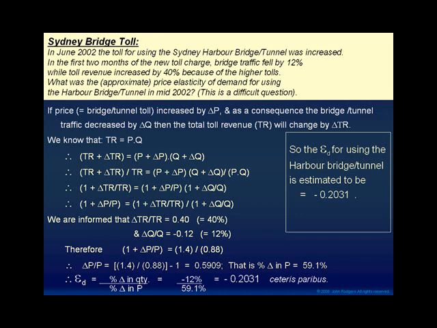So, the price elasticity of demand for using the Harbour Bridge tunnel is estimated to be negative 0.2031. This is quite inelastic, as we might expect, because it's a relatively short amount of time over which to measure the response to the change in the toll.